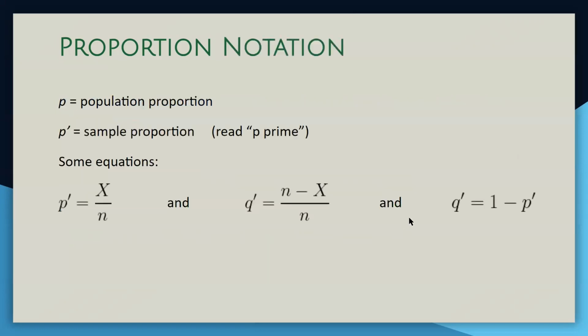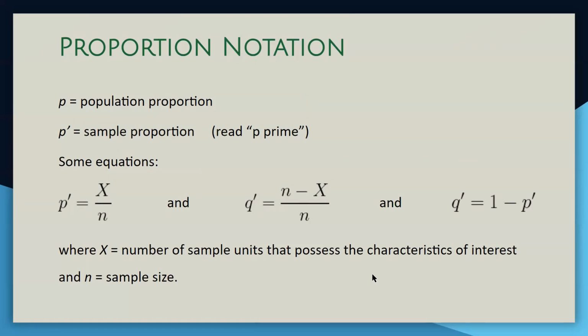Sorry that my little clickies are out of order. We have some notation for proportions. Lowercase p is the population proportion that we're trying to estimate. And p prime is the sample proportion. Sometimes you'll also see another notation used for sample proportion. This is very book specific. Sometimes you'll see p with a little hat over it, p hat, which is also the sample proportion. So p prime and p hat both mean the same thing. They're both sample values, sample statistics.